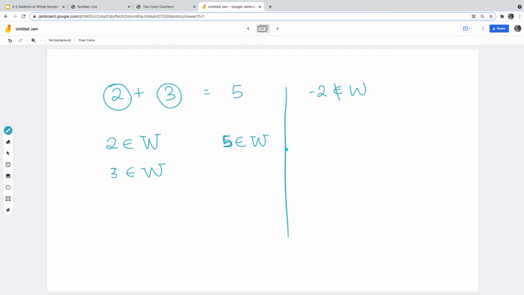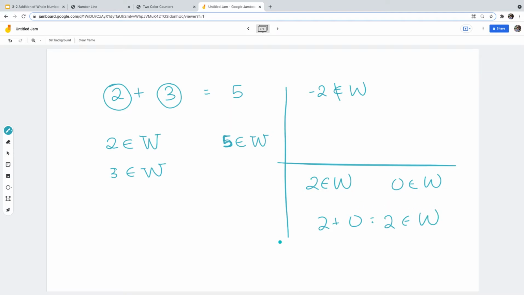Another example, 2 is a whole number, 0 is also a whole number, you add them together, 2 plus 0 is 2. Yes, it is a whole number. So whichever whole numbers you're picking and adding together, the sum is always a whole number. So the closure property works. But in subtraction later, you need to think about it. It doesn't work for every whole number.